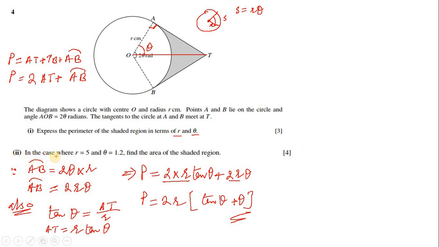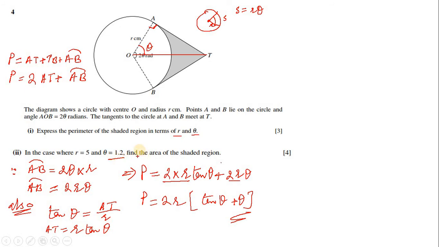Okay, part 2, in case where r is equal to 5 and theta is equal to 1.2, find the area of the shaded region. So remember this value. So you can find the AT because we need these lengths in the area. So okay, r tangent theta and 2r theta. So part 2, the solution will be r is 5 and theta is 1.2.